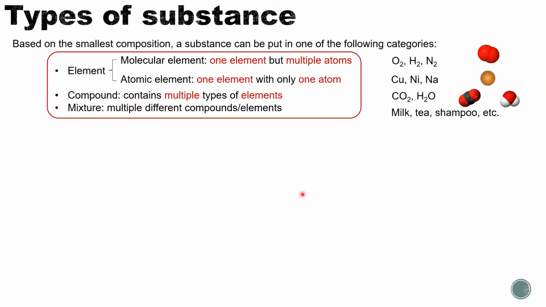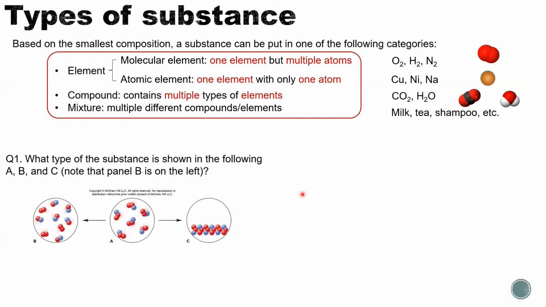Let's take a practice. Question 1. What type of substance is shown in the following A, B, and C? So A is in the middle. Let's take a look at A first. In A, we only find one type of group that is made up of 2 red balls and 1 blue ball.